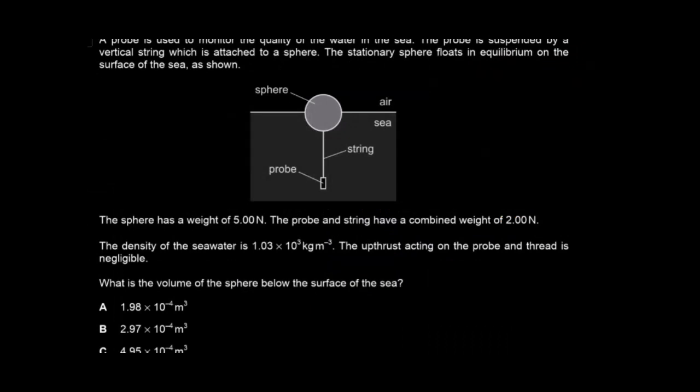A probe is used to monitor the quality of the water in a sea. The probe is suspended by a vertical string which is attached to a sphere. The stationary sphere floats in equilibrium on the surface of the sea as shown. The sphere has a weight of 5 newton. The probe and string have a combined weight of 2 newton. The density of the seawater is 1.03 into 10 to the power 3 kg per meter cube. The upthrust acting on the probe and the thread is negligible. What is the volume of the sphere below the surface of the sea?